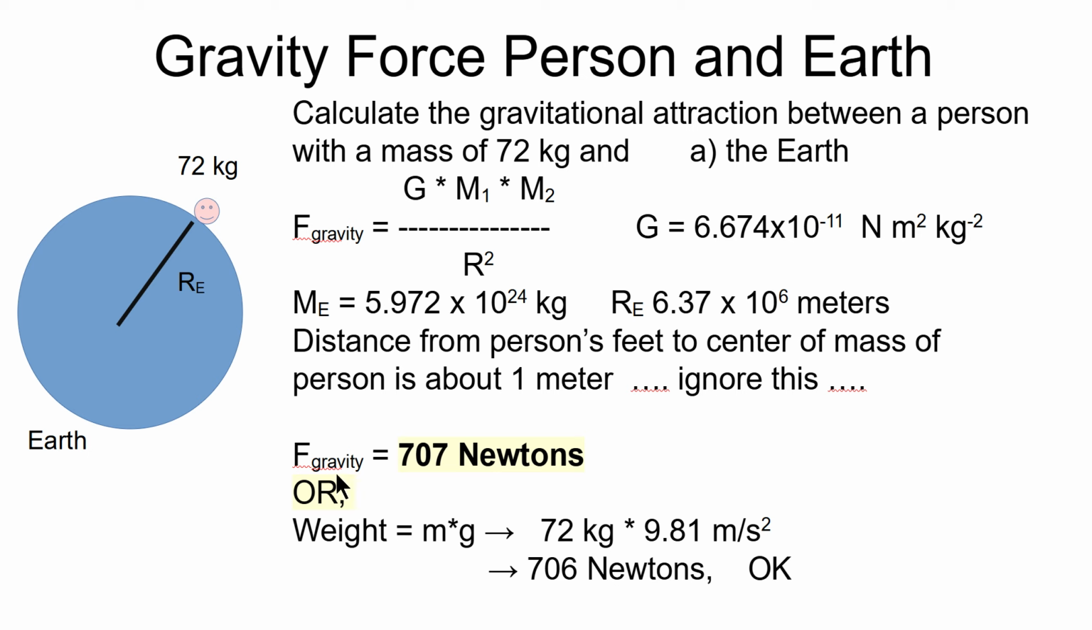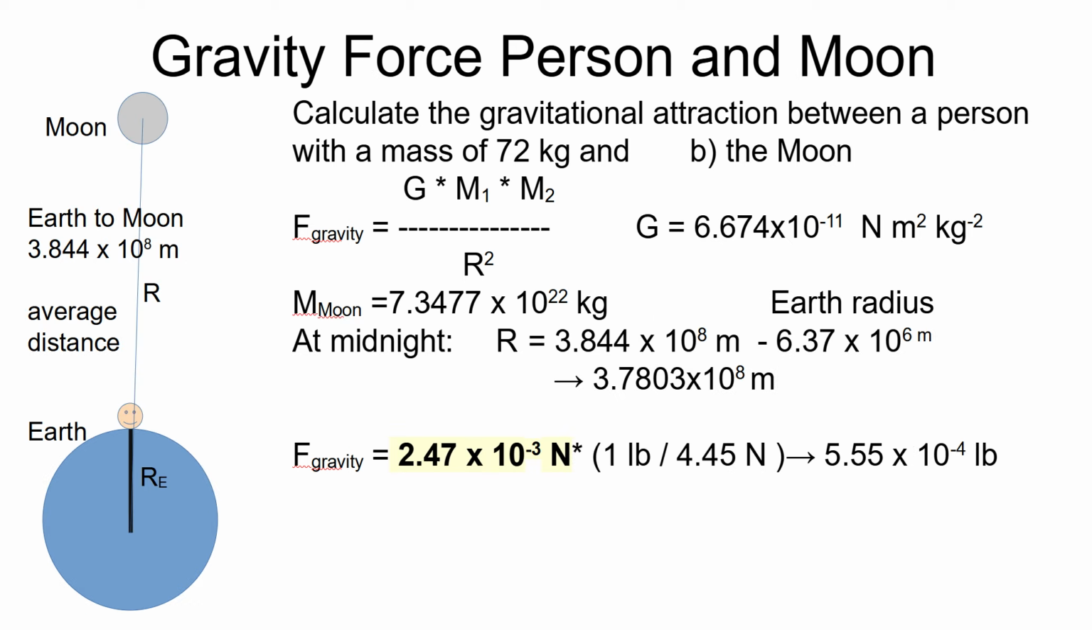A quicker way to get the weight of a person, the force of gravity on a person, is to do m times g. And this is 72 times 9.81, and we get 706 newtons, essentially the same as 707. It's okay that those numbers are not exactly the same. They are close enough. So that was my check to make sure I did the capital G m1 m2 divided by r squared correctly. What about the moon?